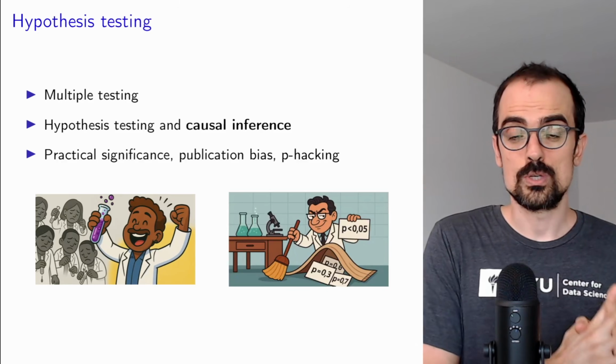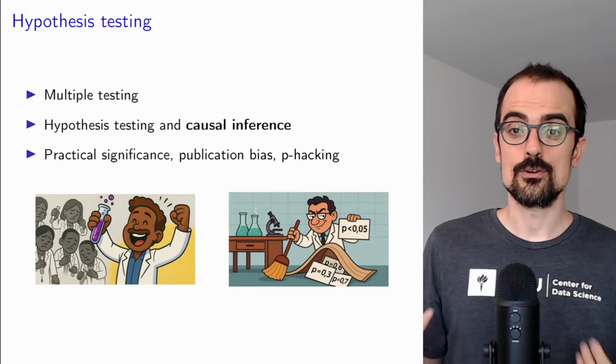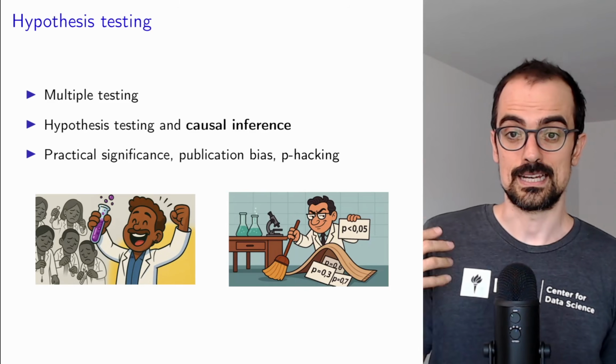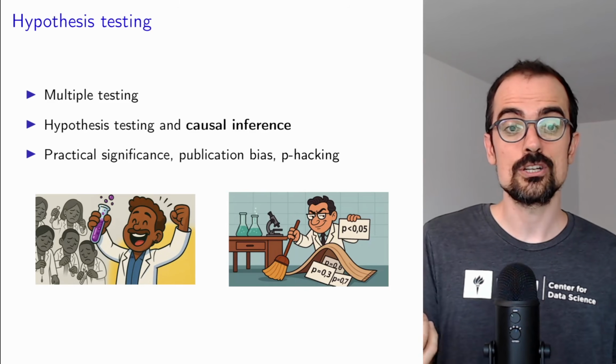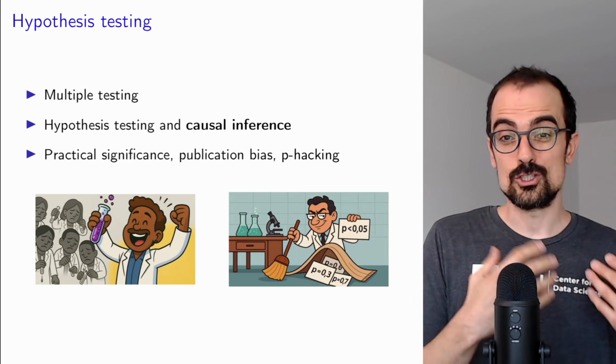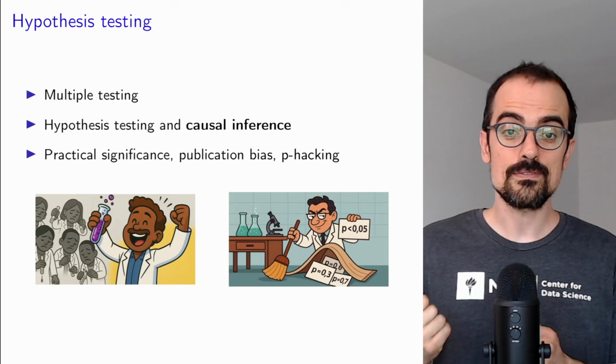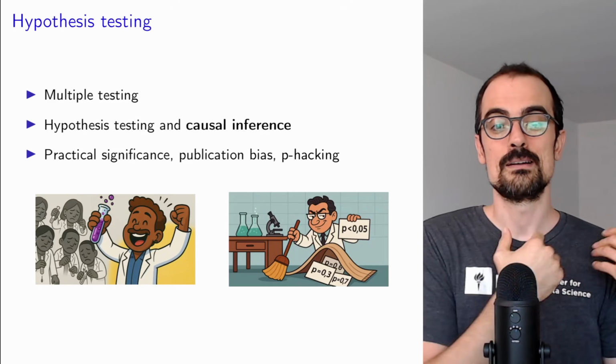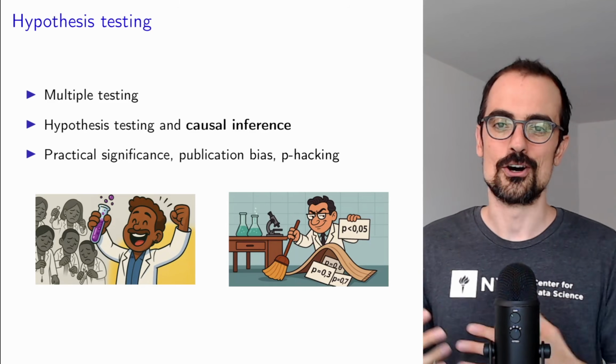Finally, we should not only rely on p-values when we're evaluating the importance of a scientific observation, because p-values don't necessarily reflect practical significance. Also, this induces publication bias and the temptation of p-hacking.